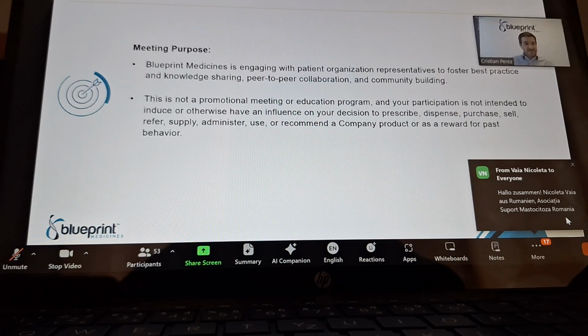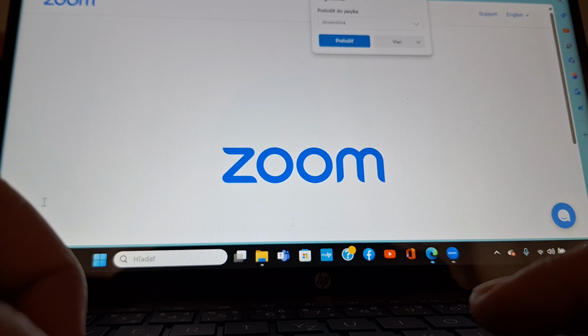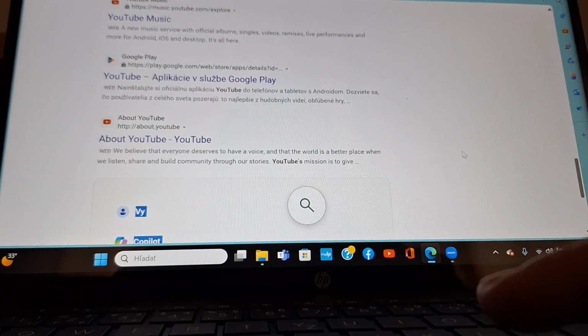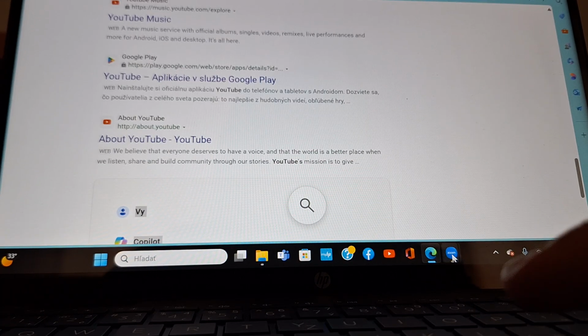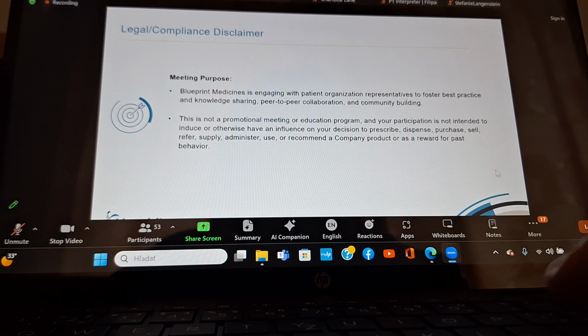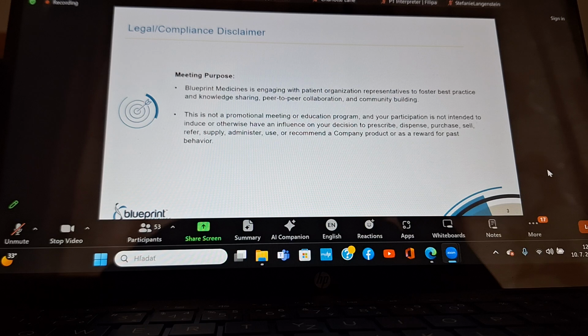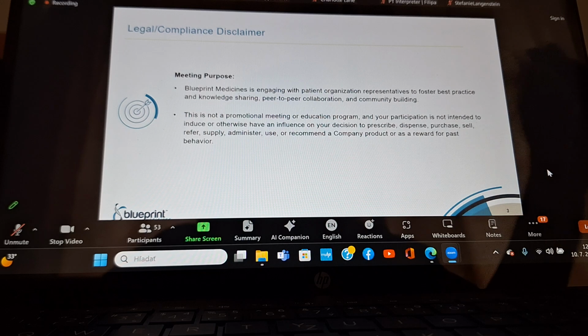Just before we start, the intention of today's meeting is to foster best practice sharing and peer-to-peer collaboration among the patient community in Europe. So today's meeting is not a promotional meeting or education program. It's just a session to foster collaboration and community building.